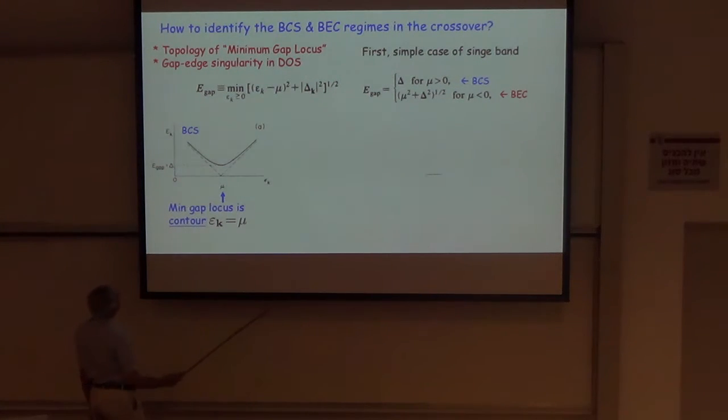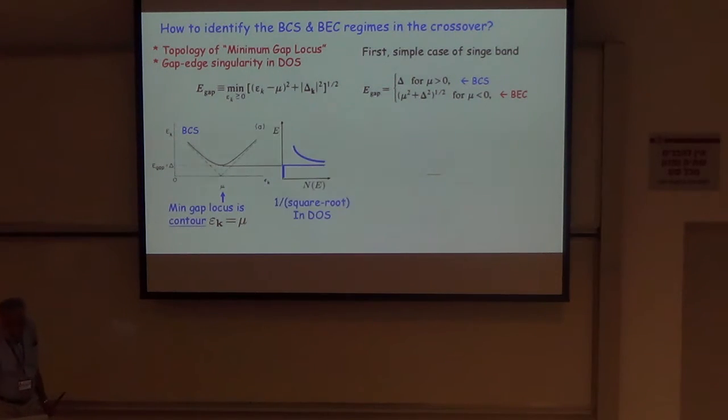The BCS case is very simple. This is the Bogoliubov dispersion. The minimum happens when epsilon k is equal to mu, and the gap is delta. So if you ask what is the locus in momentum space where the energy gap for single particle excitations is a minimum, then that's a contour, epsilon k equals mu. In the weak coupling limit, it's just k equals k_F at the underlying Fermi surface. Okay, and that's what you get.